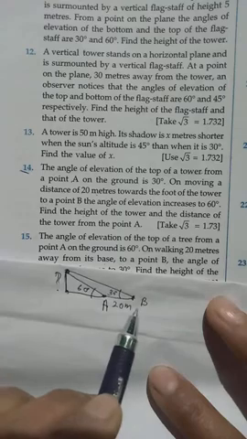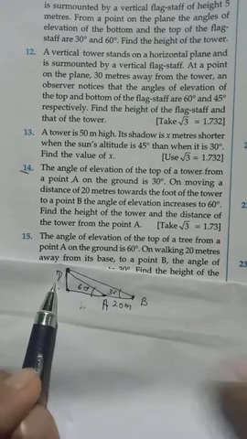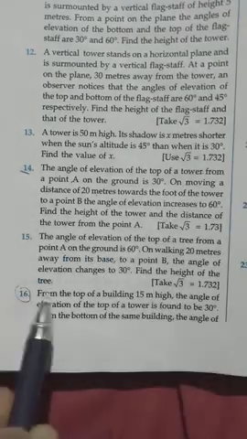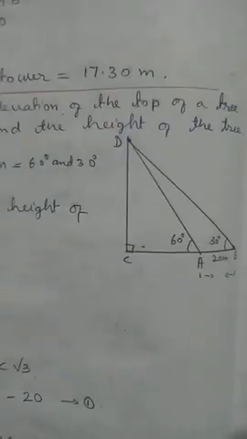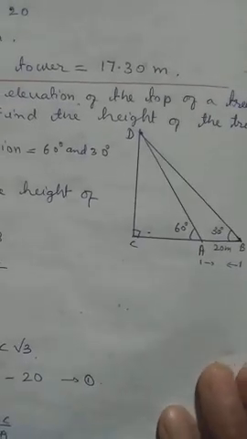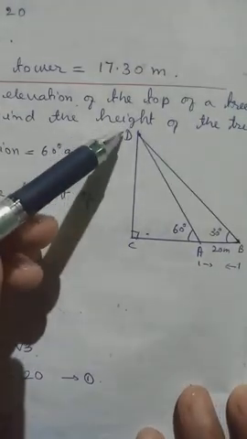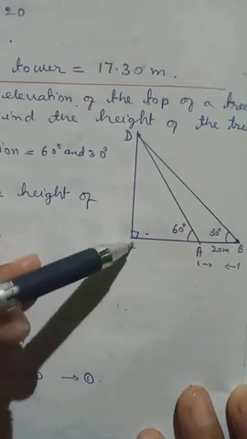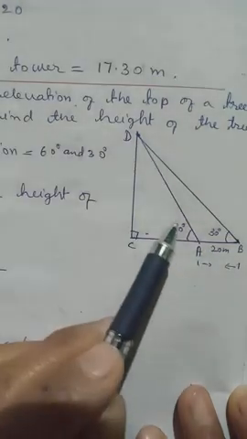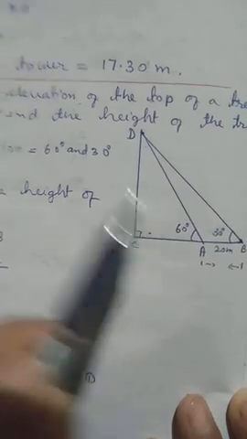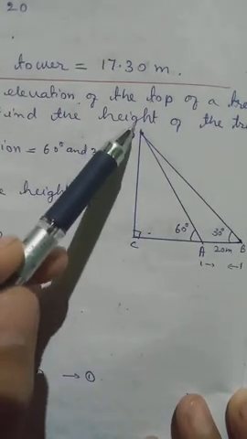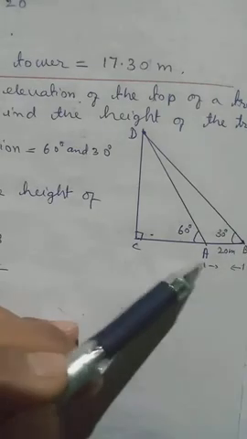So again here, this one is the base, this one is perpendicular. In order to find the height of the tree, again we have to use tan theta. So after drawing it nicely here, let's use right triangle DCA. Here we have to use tan 60. We know that tan is equal to perpendicular by base. That means DC by CA.